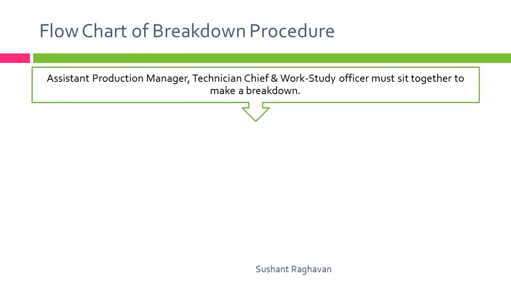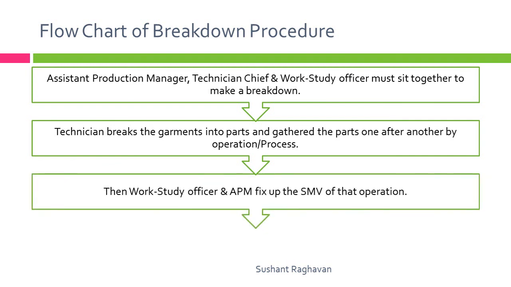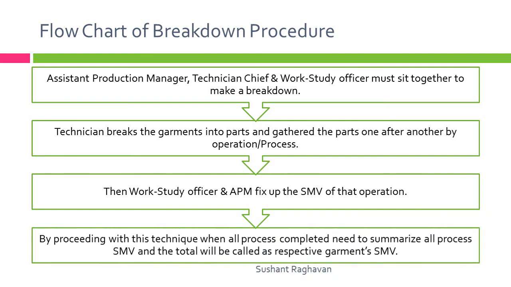The assistant production manager, technician chief, and work study officer must sit together to make a breakdown. The technician breaks the garment into parts and gathers the parts one after another by operation process. The work study officer and assistant production manager fix the SMV of that operation. By proceeding with this technique, when all processes are completed, we need to summarize all process SMVs, and the total will be called the respective garment's SMV.